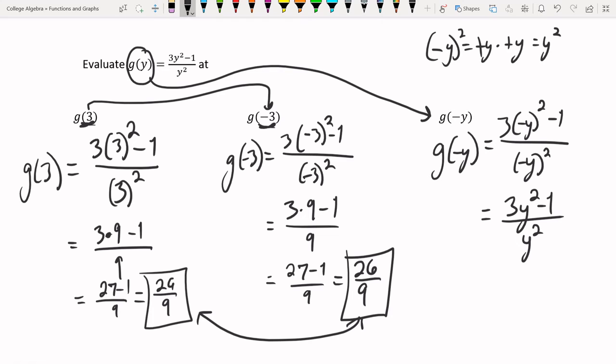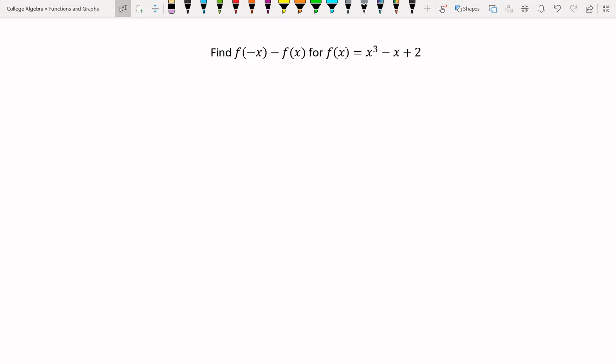But this is our function. This is just g of y. So we found that g of negative y equals g of y, which doesn't mean much right now. It's going to mean more in the coming sections. But that's just an interesting property of this function.